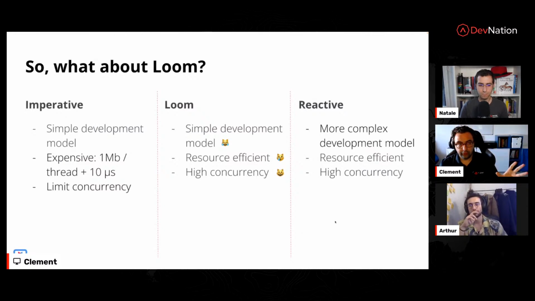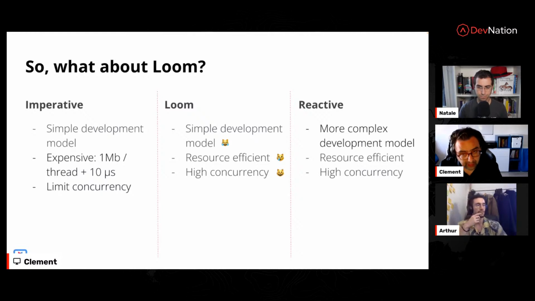So just to conclude, we had the imperative, which has a limited concurrency. We have seen that on the benchmark. We have reactive, which is very, very concurrent and efficient. And we have Loom, which is in the middle. The development model, yes, it's simple. However, we need to be aware that to use it safely, we may have to do this dance with the event loop and asynchronous client, because if you don't, then you may pin the carrier thread and then everything falls out. So if you do that, you have quite good concurrency.